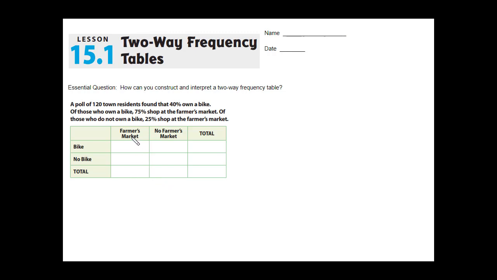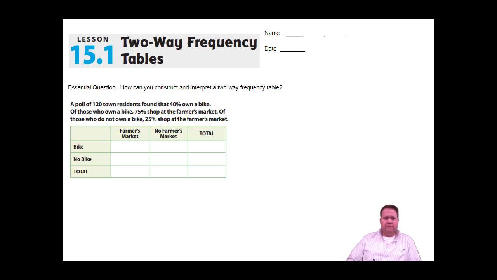From this example, you can see that the top of the table is comparing people that shop at a farmer's market versus people that don't shop at a farmer's market. And we're comparing that with people that own a bike and people that don't own a bike. Now, I don't know about you, but I've been to a lot of farmers markets to buy fruits and vegetables, and I've seen a lot of people that ride their bikes there.